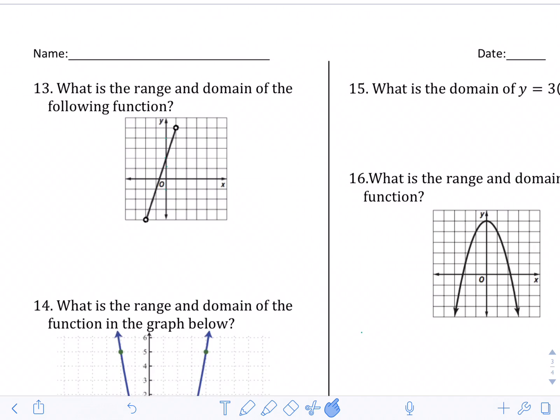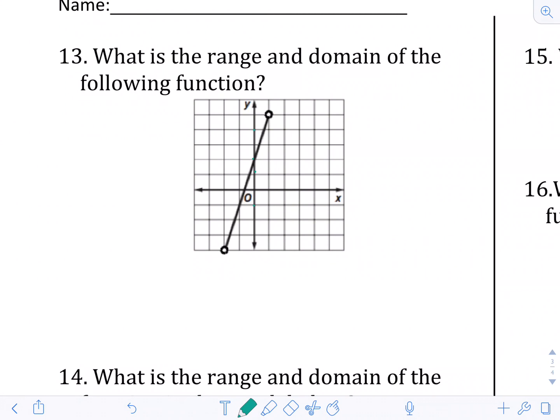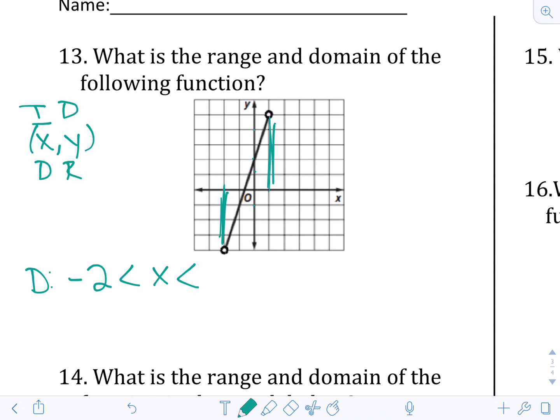Okay, 13, what is the range and domain of the function? So again, identify independent, dependent, domain, and range. So let's do domain first, which is my x values. Okay, so x values, you read like a book, left to right. So over here, I'm at negative 2 to open circle, and I'm at 1. So there's my domain.